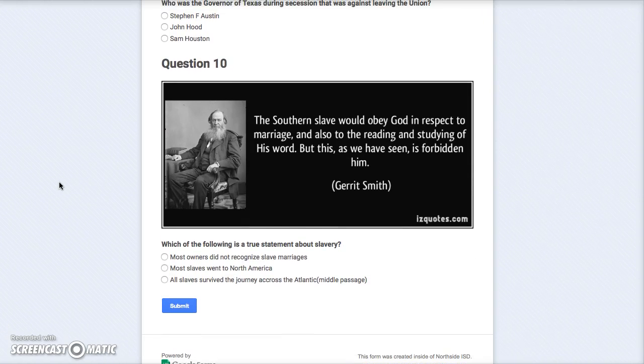Question 10. Reading from the quote: the Southern slave would obey God in respect to marriage, and also to the reading and studying of his word. But this, as we have seen, is forbidden him. Gerrit Smith. Which of the following is a true statement about slavery? Most owners did not recognize slave marriages. Most slaves went to North America. All slaves survived the journey across the Atlantic, or the Middle Passage.